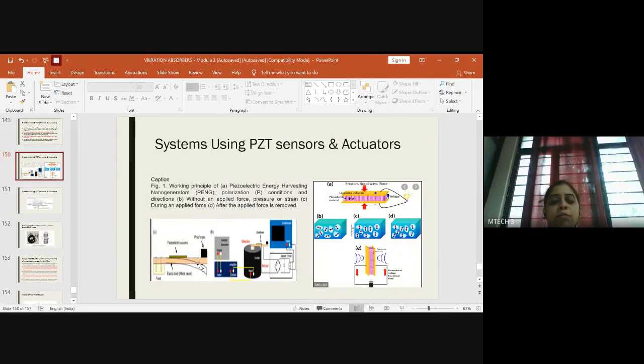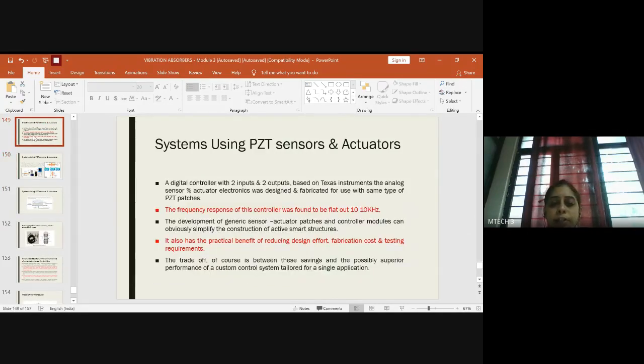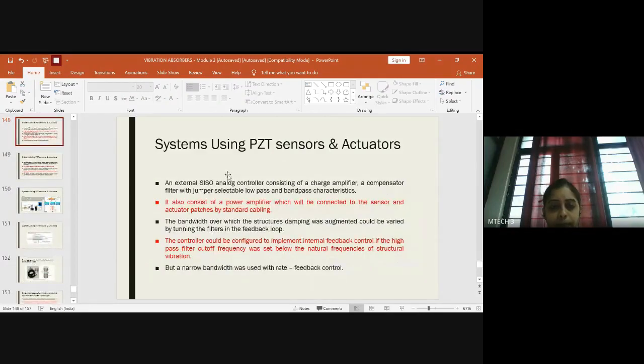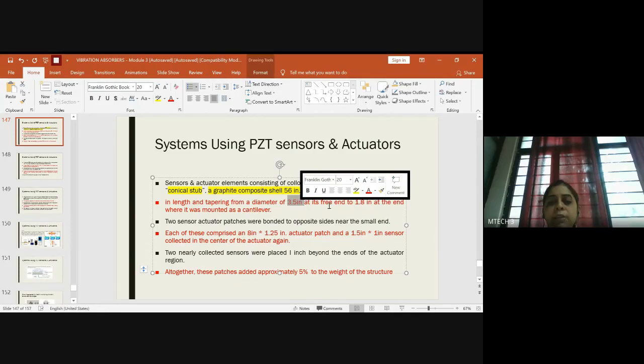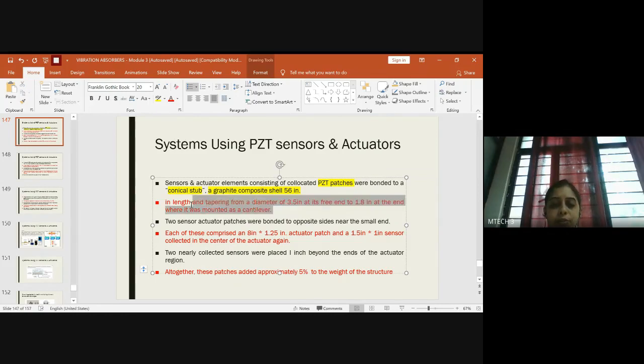So what was the length of this cantilever beam? It's mentioned over here. The tapered diameter was 3.5 inch and the length was around 1.8 inch. Okay, so this was mounted as a cantilever. So this one was considered to be a cantilever. On this cantilever, you had two sensor patches and actuator patches.